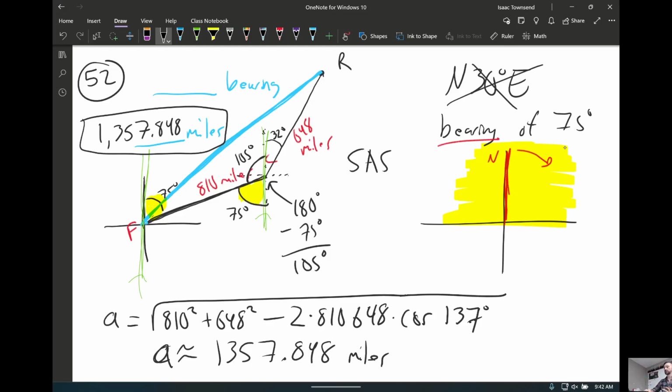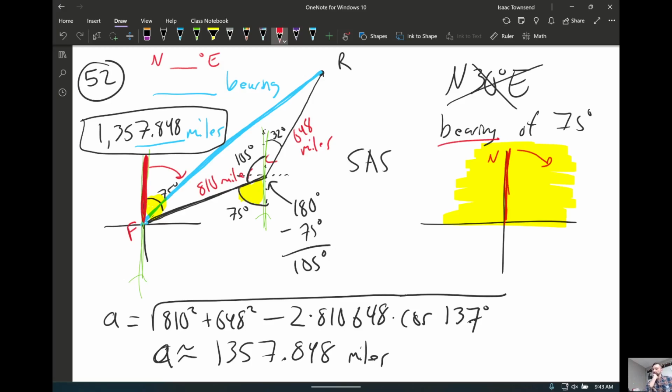Okay, and then for the bearing part, they want me to describe the direction that this guy is going. So I could say from the north line, I'm turning to the right. So that would be towards the east, so many degrees. So if I can figure that out, this would be an acceptable answer.